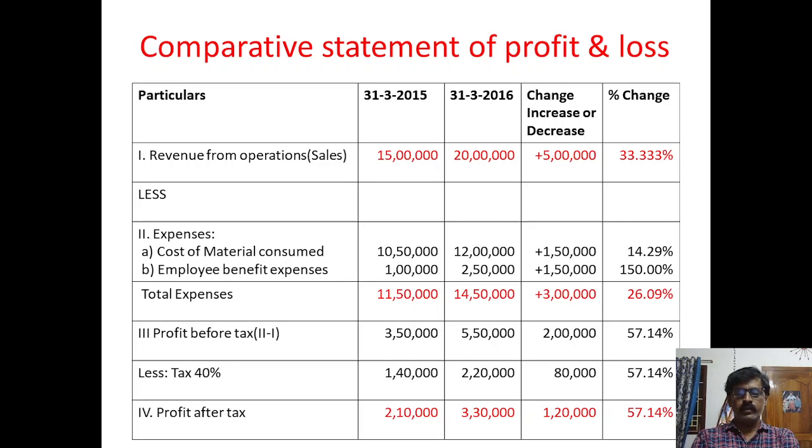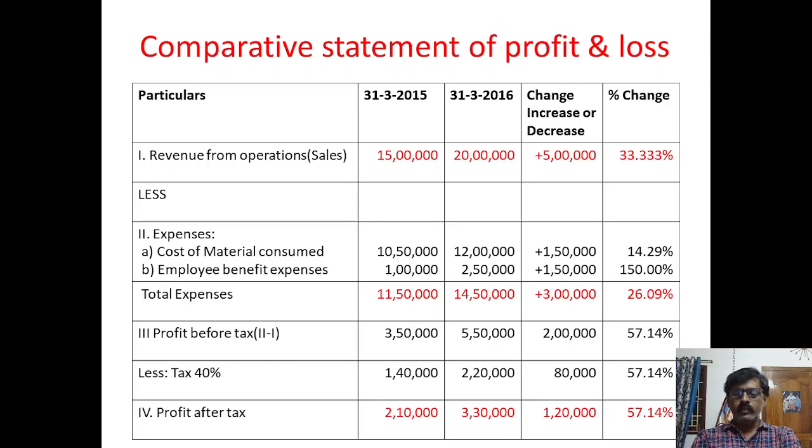And now the result: revenue from operation for the first year is 15 lakh, whereas total expenses for the year 2015 is 11 lakh 50,000. Therefore, it's a profit, and this profit is before tax. Therefore, profit before tax is 3 lakh 50,000 for 2015 and 5 lakh 50,000 for 2016. And again, profit before tax is increased by 2 lakh. Therefore, 5 lakh 50,000 minus 3 lakh 50,000, a positive figure of 2 lakhs.